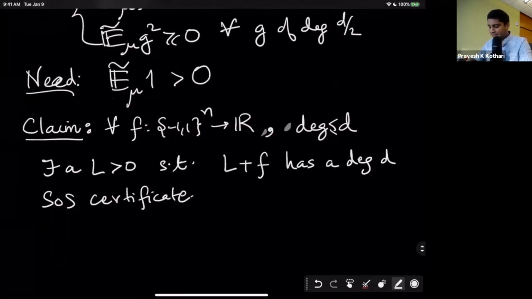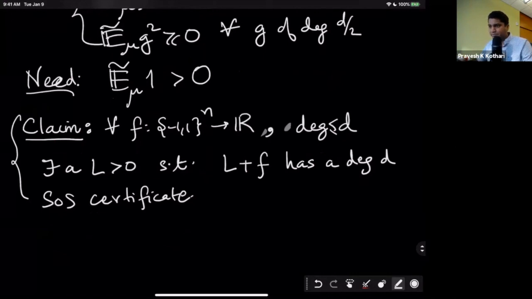So let me parse this claim out for you. I'm going to prove this to you in a second. What this claim is saying is that no matter what f is, so f could be negative, by the way, right? f need not be non-negative here. f could be an arbitrary polynomial. All we're saying is that there is some large number L that could depend on the coefficients of f in whatever manner, so that L plus f, like shifting f by some large number L, adding a large positive quantity to it, will make it have a degree D SOS certificate of non-negativity.